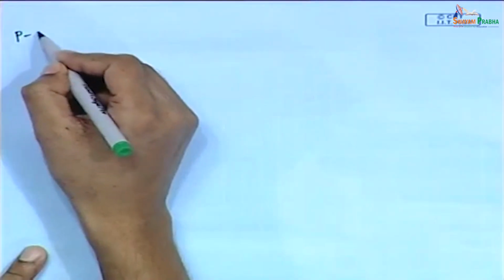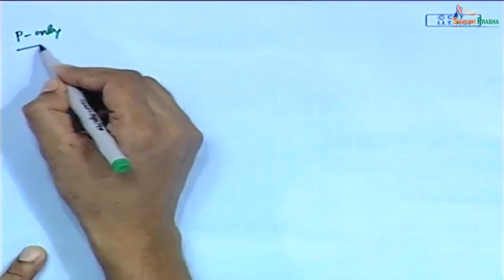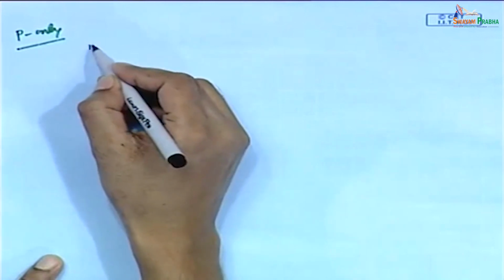So, we have discussed about the 3 proportional controllers. One is P only, second one is PI, and third one is PID. Now, we will conclude these 3 control actions one by one. So, first controller is P only controller. What we concluded for P only controller? It speeds up the response.